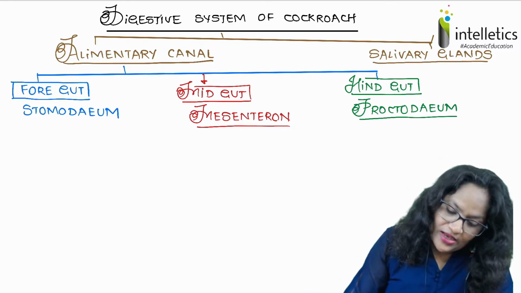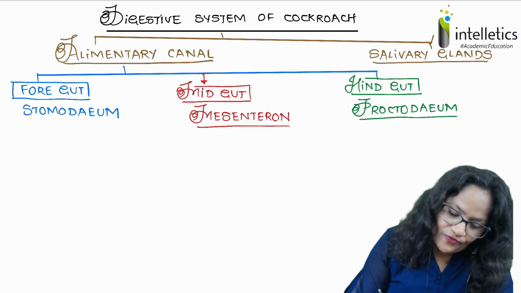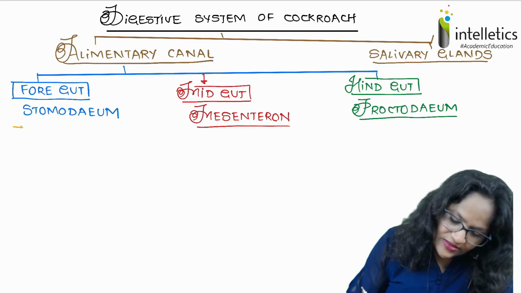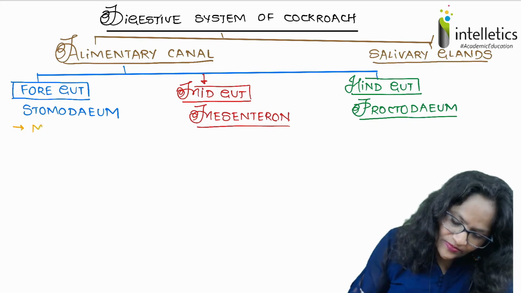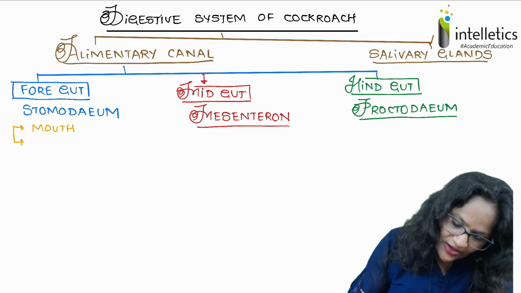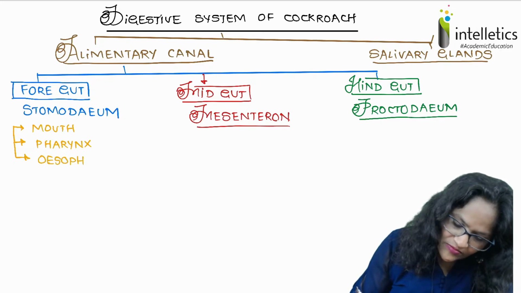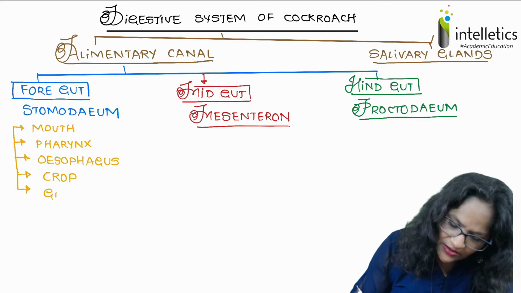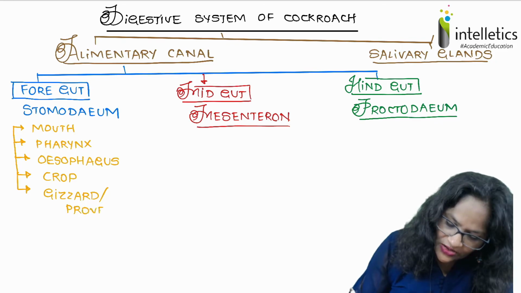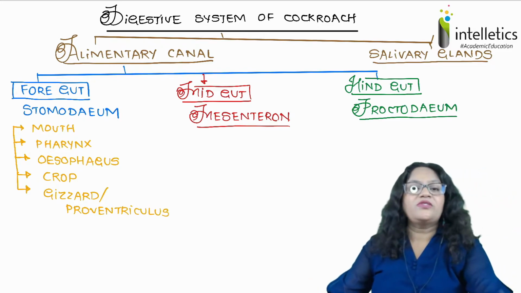Now, the foregut is made up of what? The foregut starts up with mouth, which continues into pharynx, which opens into esophagus, which continues into crop, which opens into gizzard, which is also called as the proventriculus. Right? So these are the parts of the foregut.